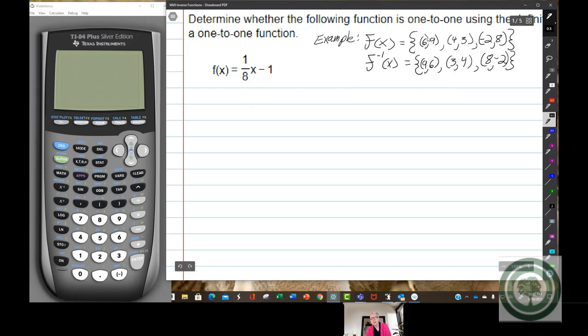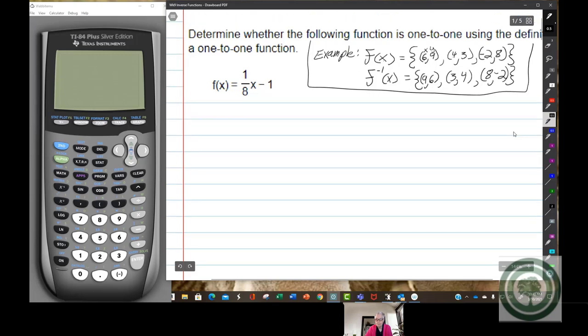As you know, all of the first coordinates are x coordinates. They make up the domain of f of x. All the second coordinates are y coordinates, and they make up the range of f of x. But now the numbers that were in the domain of f of x are in the range of f inverse of x. And the numbers that were in the range of f of x are in the domain of f inverse of x. That is just so cool. It blows my mind.